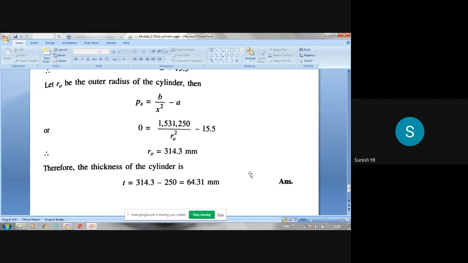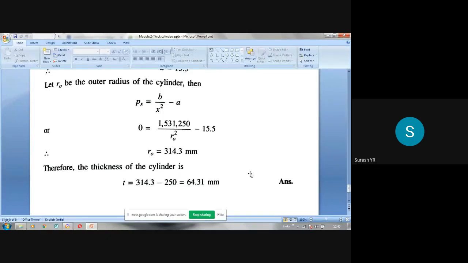One, sketch of radial pressure and hoop stress across the thickness. Another one, finding the thickness of the cylinder given the maximum stress value. When they ask you to sketch, it is left to you to choose the intervals. Suppose your Ri value is 100 and R0 value is 200, you can choose the intervals yourself. Some 2-3 values you can find in between. Then you can plot the points and join them by a smooth parabola.